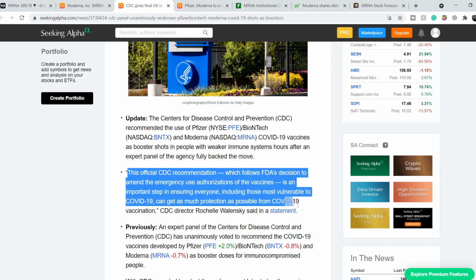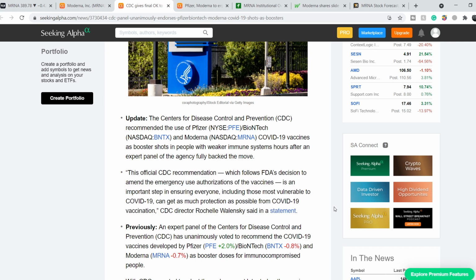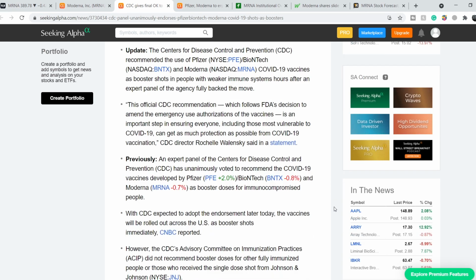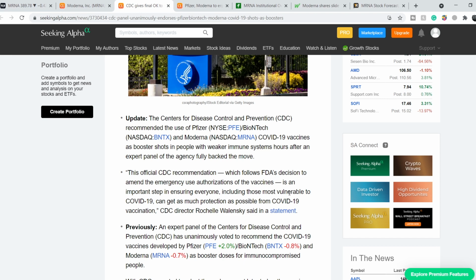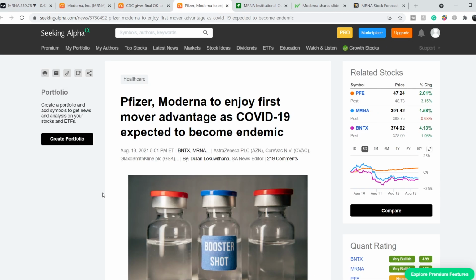This official CDC recommendation, which follows FDA decision to amend the emergency use authorization of vaccines, is an important step in ensuring everyone, including those most vulnerable to COVID-19, can get as much protection as possible from COVID-19 vaccination, CDC Director Rochelle Walensky said in a statement. So, this information is extremely positive for these two vaccines. And let me show you one more information related to these two vaccines as well.